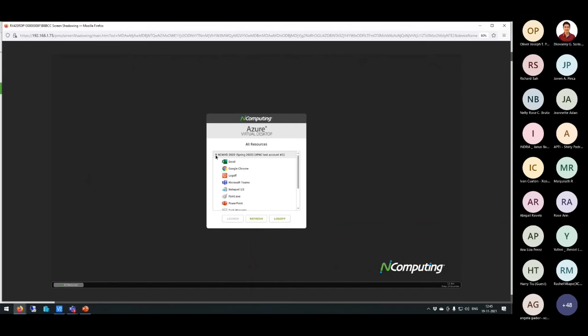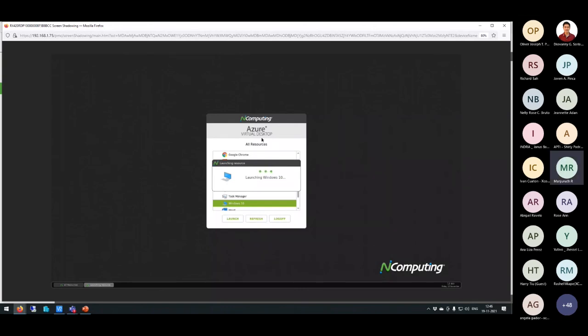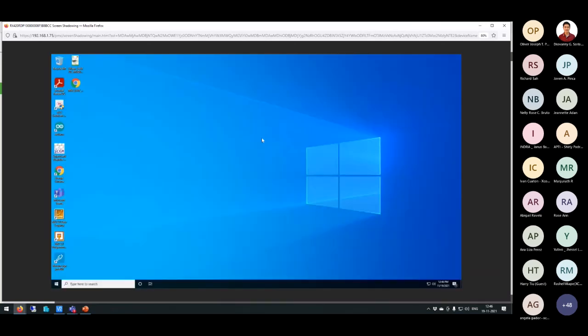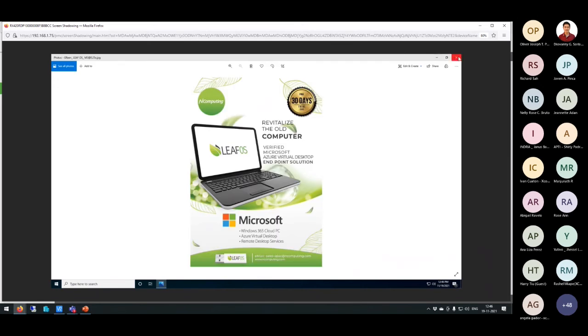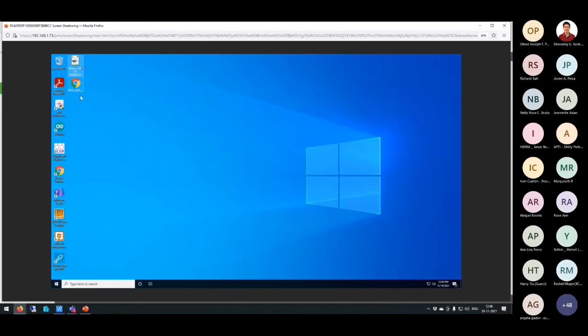Thank you. So now I have logged in with my AVD account. You can see the listed published applications. Now I'll start my Windows 10 desktop session. Yes, I got connected to my AVD Windows 10 desktop session. So now you can see I'm working on it. I'll open some pictures for you, and that's a PDF.